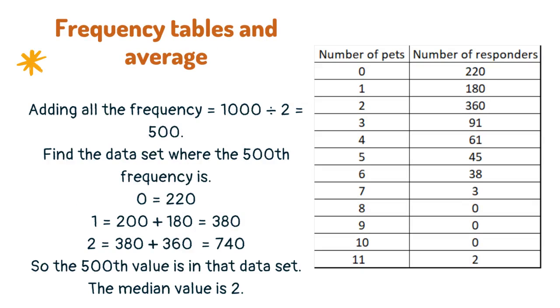Adding all the frequencies gives 1000. To find the median group, divide by 2. This gives 500. Find the dataset where the 500th frequency is. The frequency of 0 is 220. The frequency of 1 is 200 plus 180 equals 382. 2 has a frequency 380 plus 360 equals 740, so the 500th value is in that data set. The median value is 2.